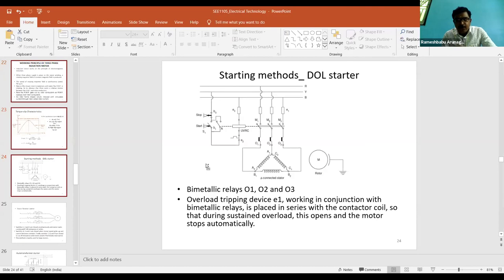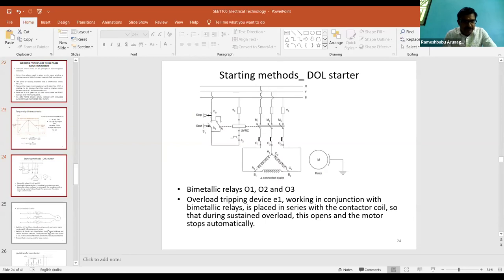It won't allow maximum current to flow other than the rated current. Okay, but it is working. This kind of machine is normally used in industry. It is applicable for lower current ratings, lower power rating of the machine. Because you are applying full voltage to the machine, it takes high current. So this starter cannot be applied to higher ratings, only lower-rated machines. In industry, most of them use this kind of machine for lower ratings.